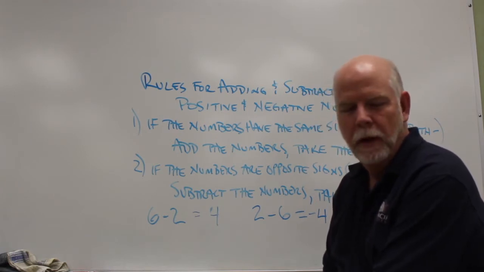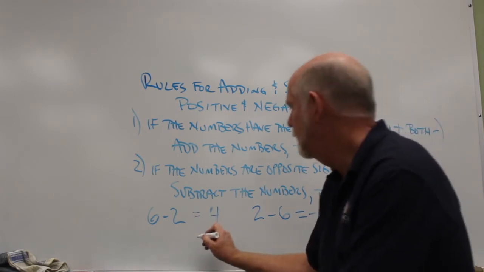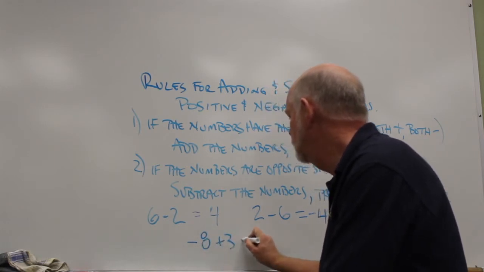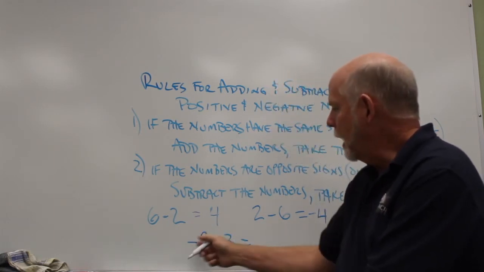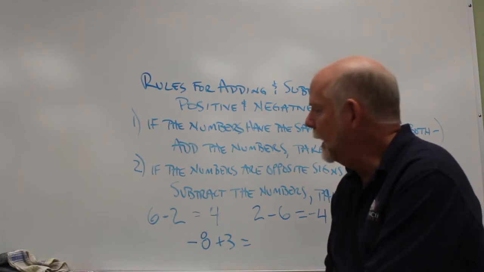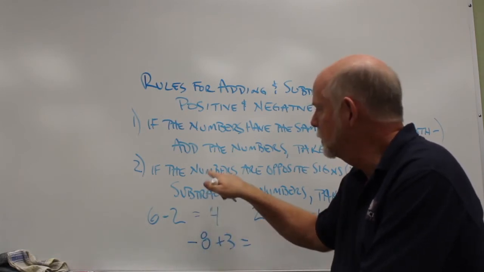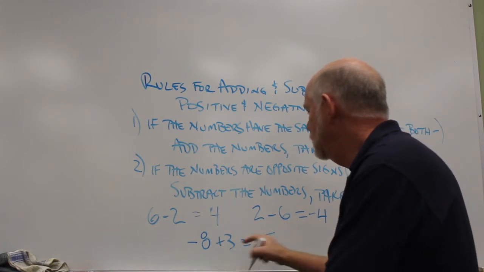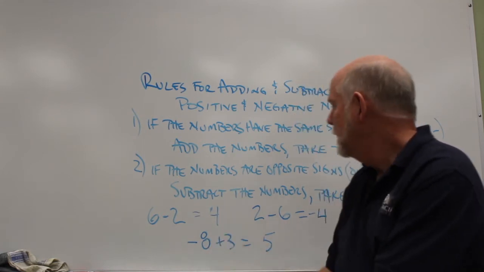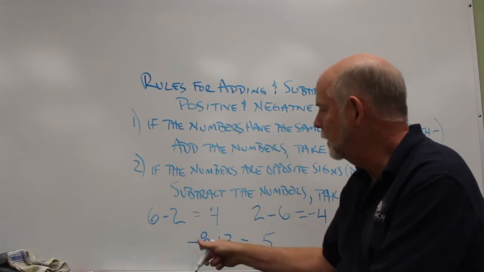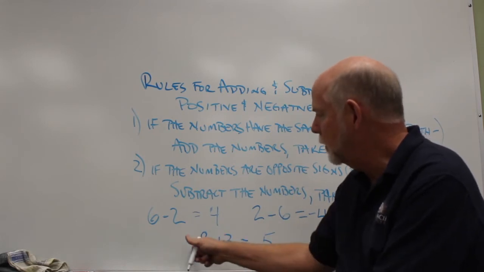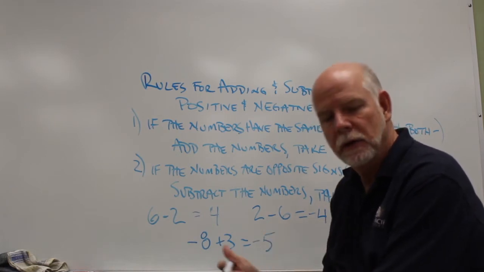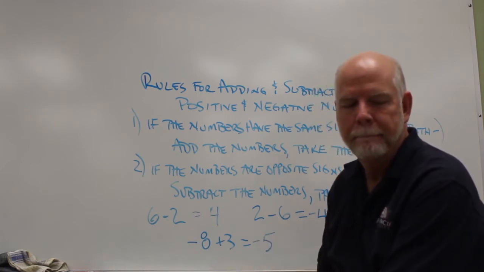Okay. What if we had something like negative 8 plus 3? Well, they're opposite signs. It's the first thing we look at. Because they're opposite signs, we are going to subtract. And so 8 minus 3 is 5. Always the smaller from the larger. Okay? And then we're going to look at their signs and take the sign of the larger. Well, 8 is bigger than 3, and so 8 is negative. Therefore, our answer is negative. So the answer to this is negative 5.